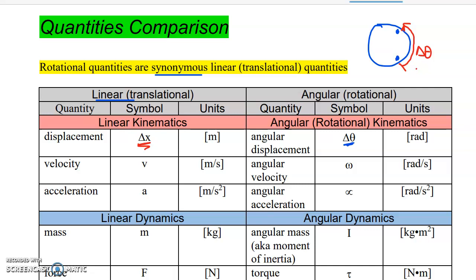We have our angular velocity. This is the small letter omega. The large letter omega, of course, is the horseshoe-looking symbol. And angular acceleration is the small Greek letter alpha. The corresponding units here are radians, radians per second, and radians per second squared. Again, you should notice the similarities to meters, meters per second, and meters per second squared.